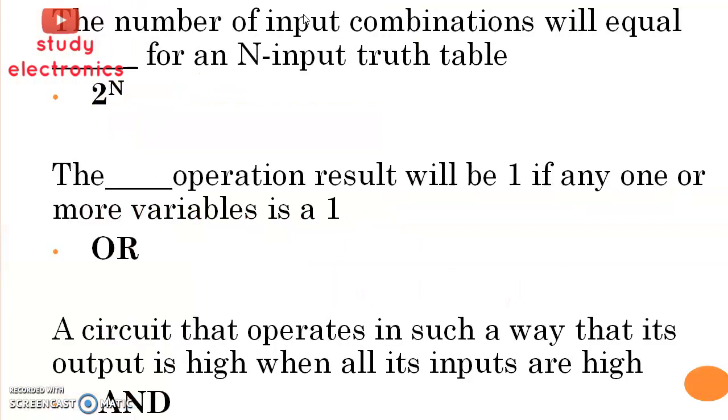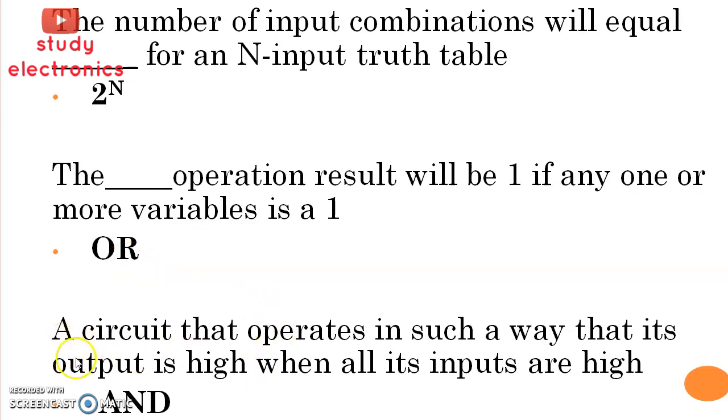First question, the number of input combinations will equal dash for an n input truth table. So the input combinations is equal to 2 raised to n for an n input truth table. Next, the dash operation result will be 1 if any one or more variables is a 1. So the answer is OR, that is 1 plus 0 is 1 and 0 plus 1 is 1.